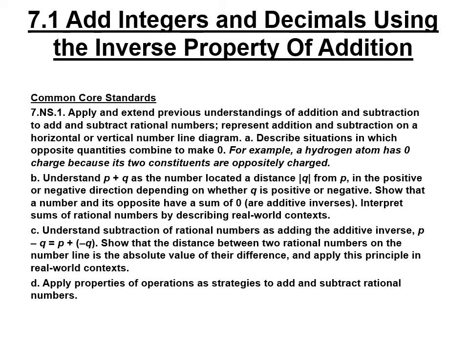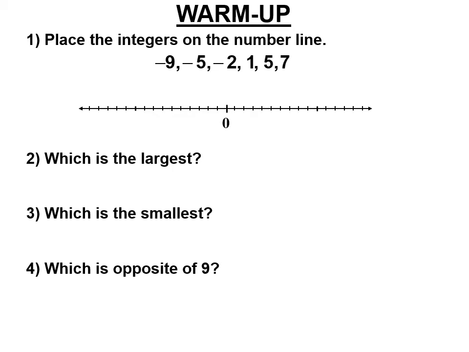Welcome to 7.1. We're going to start adding positive and negative numbers. Positive and negative whole numbers are called integers. So place the integers on the number line. So you want to show 0. Let's start with the easy ones, right? Positive 1 is there, 2, 3, 4, positive 5, and then positive 7.